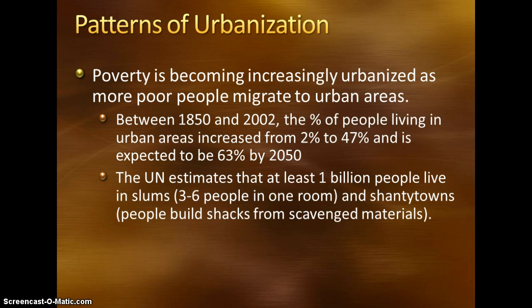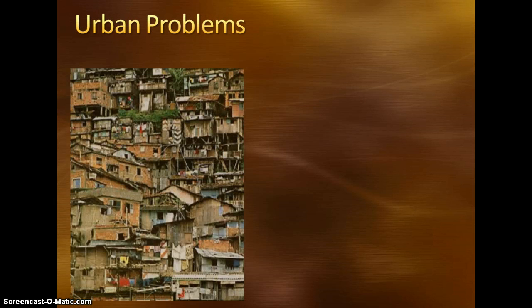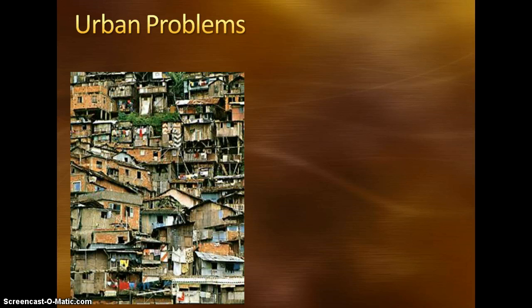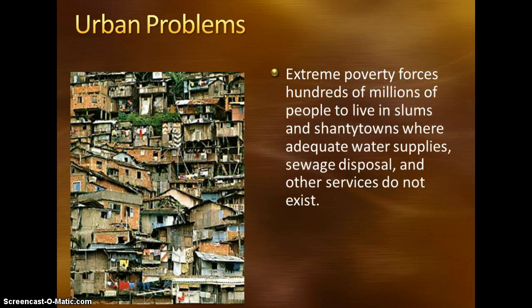Right now we have about 1 billion people that live in slums, where you have basically shacks that are built from any materials that they can find. They're built on top of each other, and usually you have 3 to 6 people living in one room. So here's an example of what one of these slums or shanty towns look like. It's extreme poverty, so they live in these slums where they don't have water supplies, they're not connected to city water or sewage, they don't have services, they usually get electricity illegally.